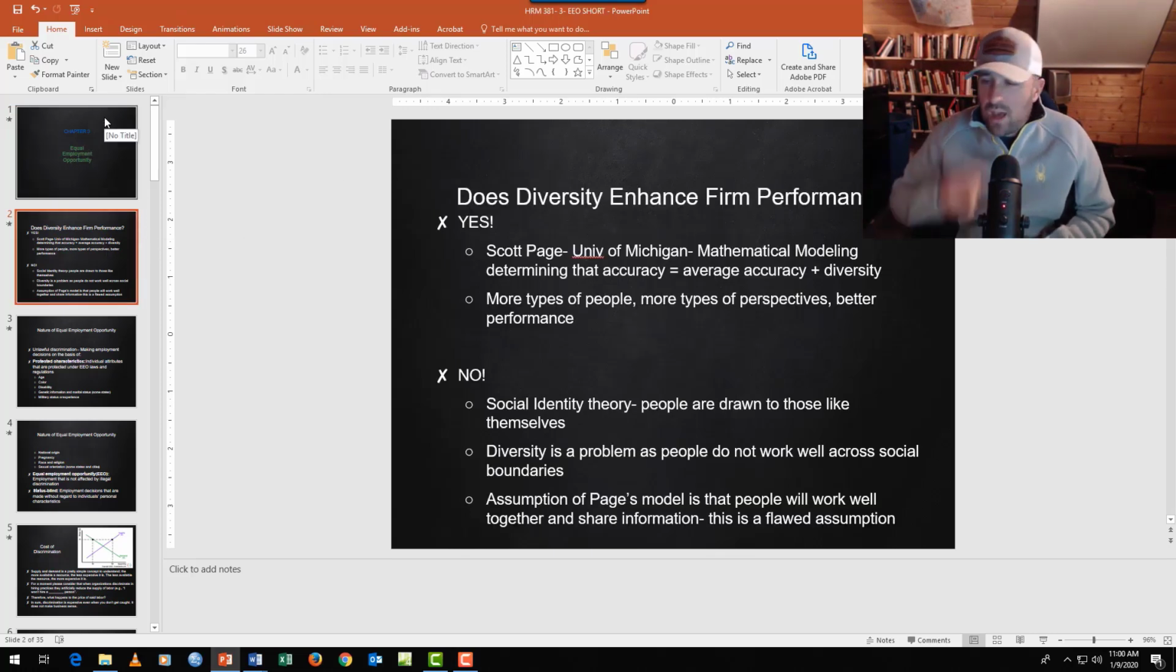Beginning with kind of the principle, the question that comes up a lot: does diversity enhance firm performance? So here's the idea that everyone's told when they're, I don't know, in 5th grade or something. We all hold hands. We all come from different perspectives and different cultures and see different things, and we all hold hands and sing Kumbaya and everything is great.